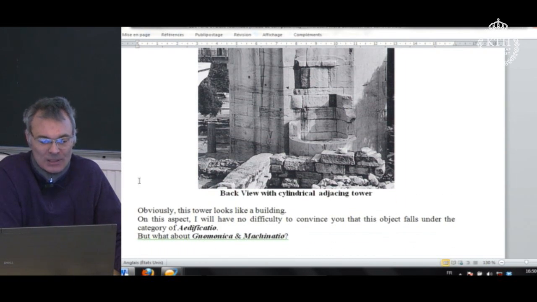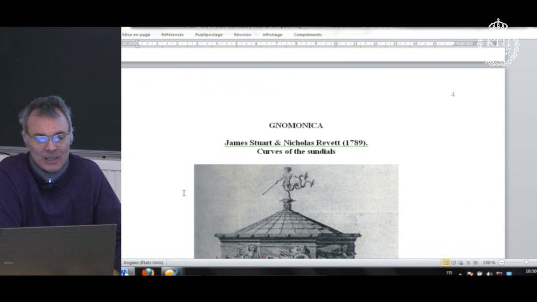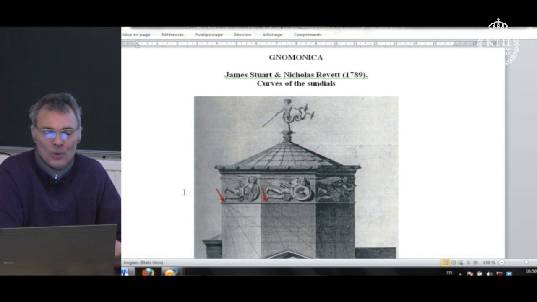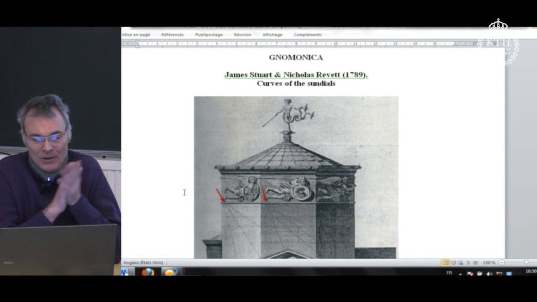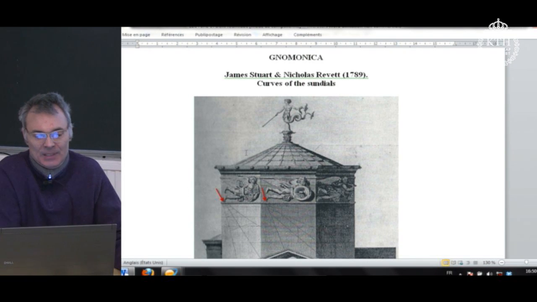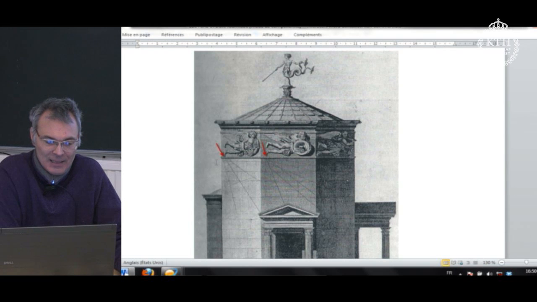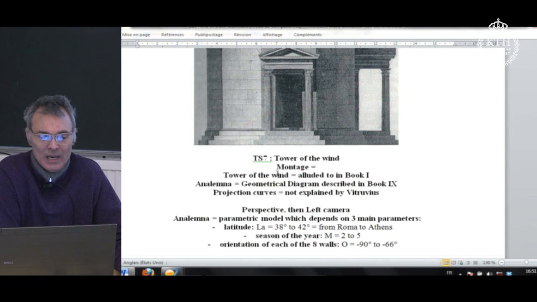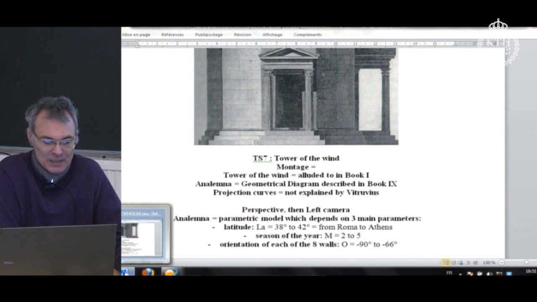So obviously, this tower looks like a building. I guess on this aspect I will have no difficulty to convince you that this object falls under the category of edificatio. But what about gnomonica and machinatio? So let us look at one of the drawings made by James Stuart and Nicholas Revett of this tower, where you can see light lines here that were the lines of the 8 solar clocks that you had on each of the walls of this octagonal tower.